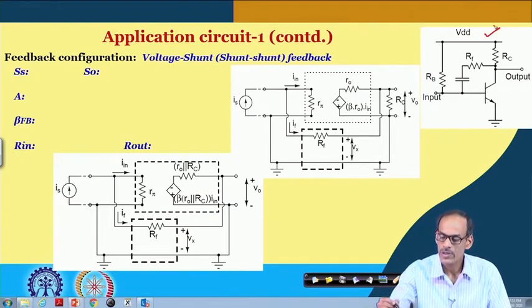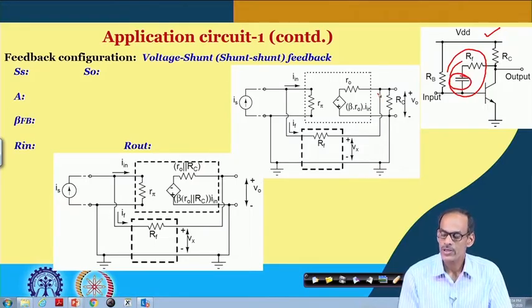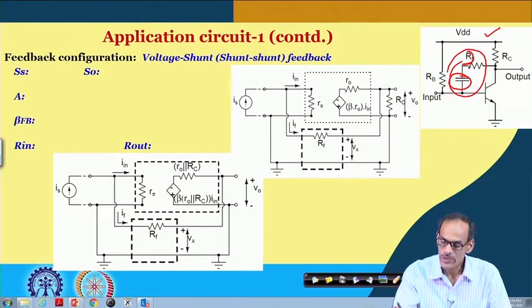So, here we have the common emitter amplifier along with its feedback arrangement, and we are also adding one capacitor, so that the DC operating point of the common emitter amplifier is not disturbed by the presence of this RF. So, this RF is sensing a voltage here, and it is providing a current here.